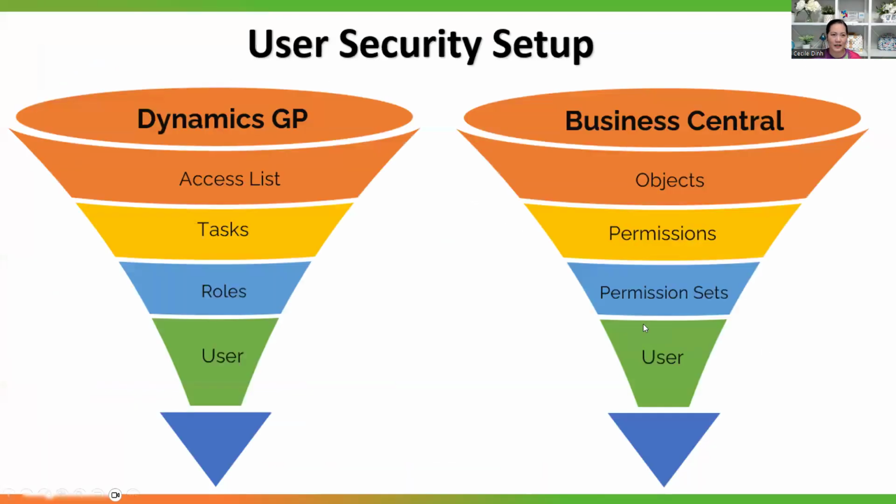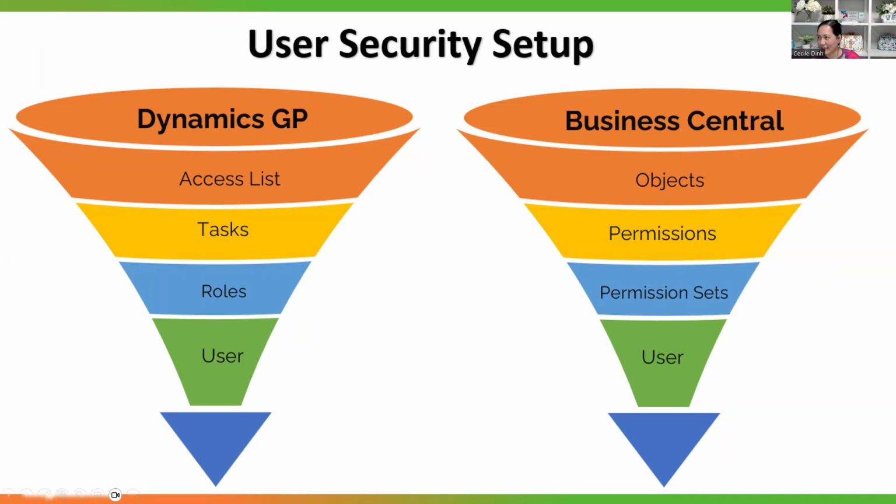I have this side by side comparison. Okay, in user security setup in Dynamics GP, you have access list, task, roles, and then that made up your security. Because earlier the roles we have here is called power user. In Business Central, it's called permission sets. So going back here, our roles has task, and then under task, it has a lot of access lists that made up the role. In Business Central, it has permission sets that is composed of permissions and then objects that made this permission set.